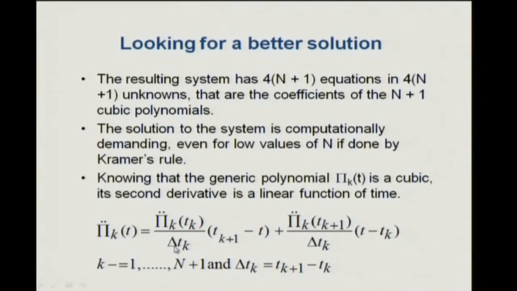Okay. So this is the expression for it, and we can write this for 1 to n plus 1, where delta tk is defined as the time interval between t(k+1) and tk. So I have just defined the second derivative as a linear function of time.